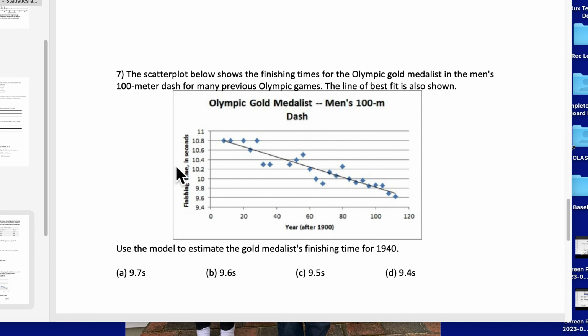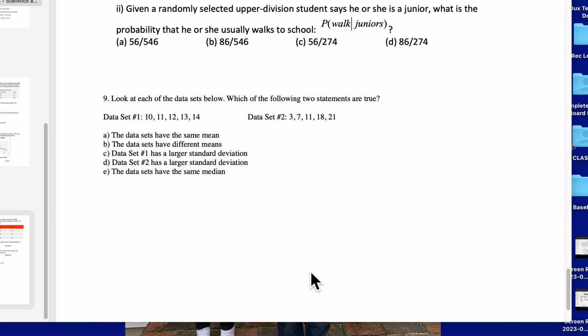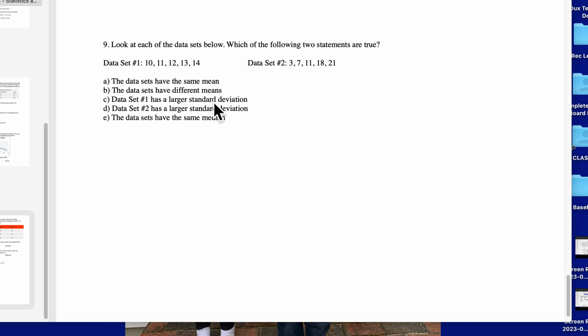So frustrating. All right, so on this one, guys, these answer choices are all wrong for number 7. It should say 10.7, 10.6, 10.5, 10.4. It says estimate the gold medal finish time for 1940. So you're looking at the line. If this is the years after 1900, I'm going to go to 40, because 1940 is 40 years after 1900. And if I follow that up, I can see it's right there, which is about 10.5. So it should be C, even though it says 9.5. It was meant to read 10.5. So sorry on that one. That one you're going to do on your own. You'll be okay.